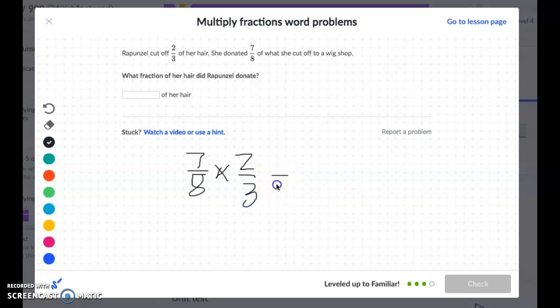So 7/8 times 2/3, 7 times 2 is 14, and 8 times 3 is 24. I can simplify. Both of those numbers are even, so I'm just going to divide them by 2. 14 divided by 2 is 7, and 24 divided by 2 is 12. So she donated 7/12 of her hair.